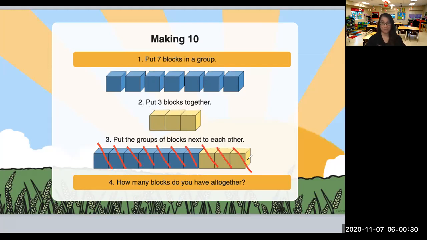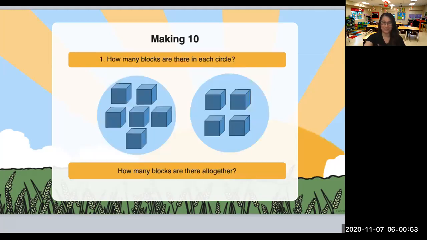7. Put 3 more blocks together makes 10. Absolutely correct. Remember, when you have 10 blocks together, it makes one group of 10, which makes up for the tens place value. Now, let's look at another example here.